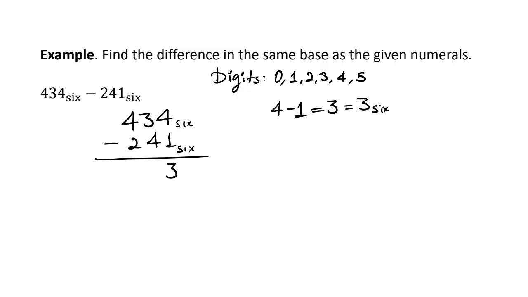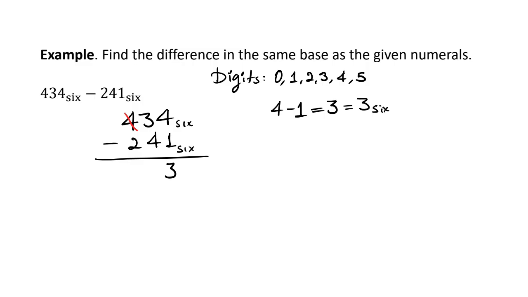Then I move on to the next column, which is 3 minus 4. But of course, this would give me a negative. Like, we cannot take away 4 things if you only have 3. So in those cases, we've got to borrow. But since we're in a different base, I'm going to scratch out the 4. I'm going to borrow 1 of these place values.